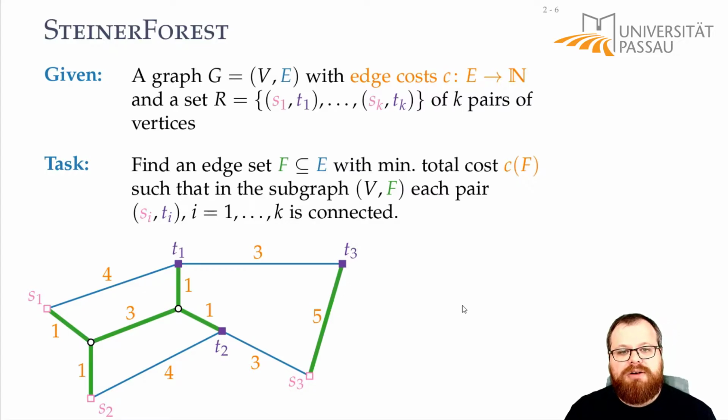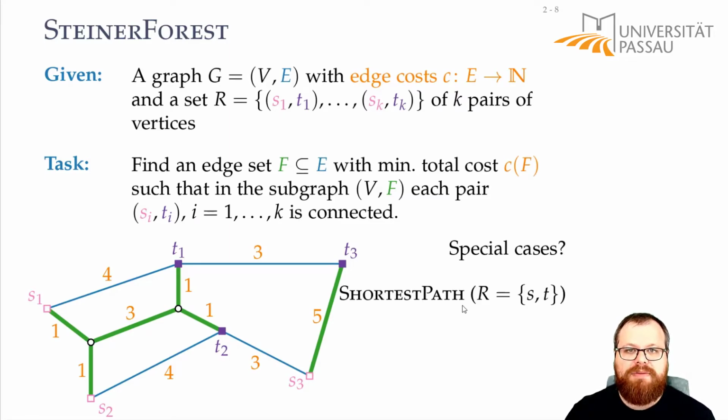This is a quite general problem, and it generalizes many problems that you already know. For example, as a special case, we can define the shortest path problem. The shortest path is just you have one pair of vertices, S and T, and you want to find the shortest path between them, so the smallest edge set such that they are connected.